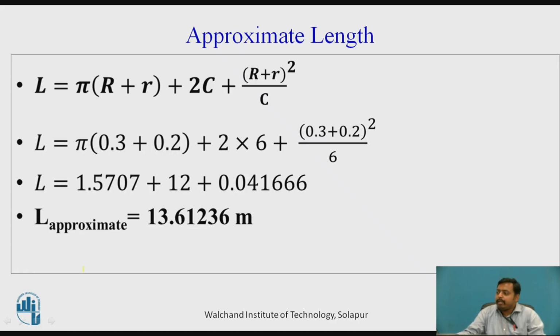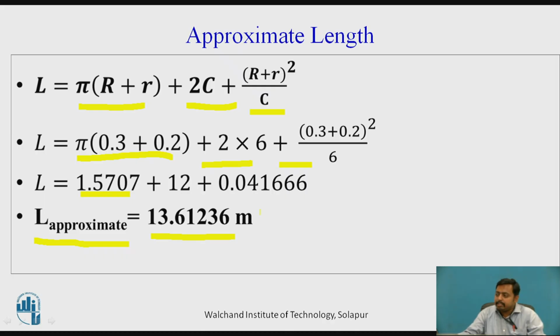Now we'll find the approximate length by using the formula that we have already derived. L is equal to pi into (capital R plus small r) plus 2c plus (capital R plus small r) bracket square upon c. This is the formula for approximate length. So substituting the values of capital R, small r and capital C, we get pi into (0.3 plus 0.2) plus 2 into 6 plus (0.3 plus 0.2) bracket square upon 6. So we get L is equal to 1.5707 plus 2 into 6, which is 12, plus 0.04166.